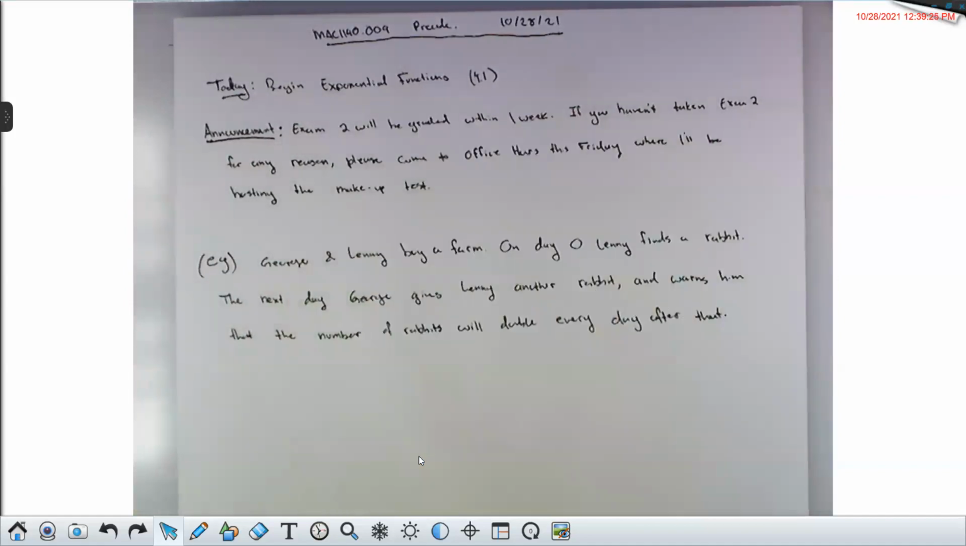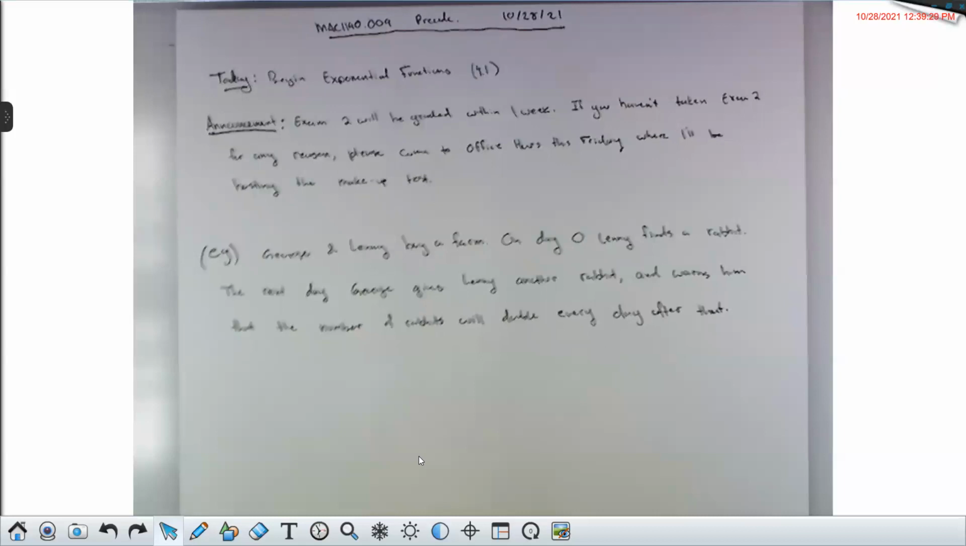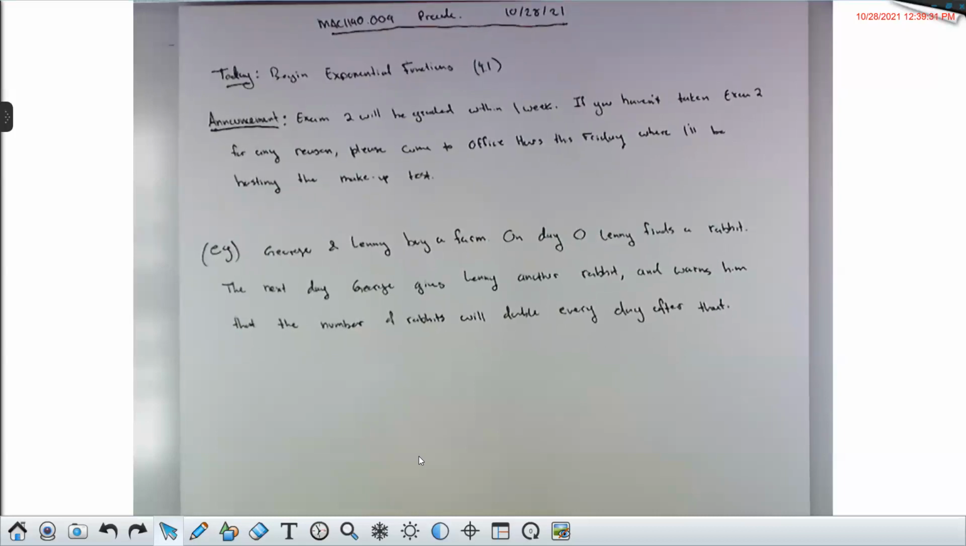Of course, this is a mild exaggeration. I don't think rabbit populations ever double every day. But I'm changing the numbers from the real world to make it a little bit nicer mathematically. So on day 0, Lenny's got 1 rabbit. The next day, George gives Lenny 1 more rabbit. So on day 1, Lenny has 2 rabbits. And every day after that, the number of rabbits is going to double. Rabbits like to make more rabbits.